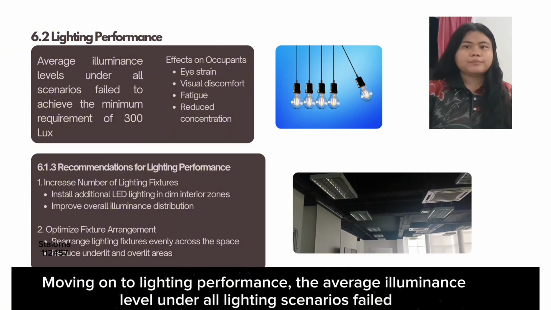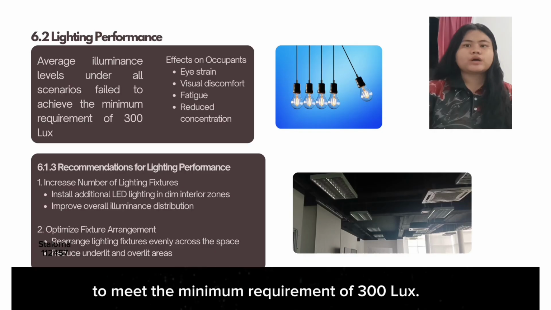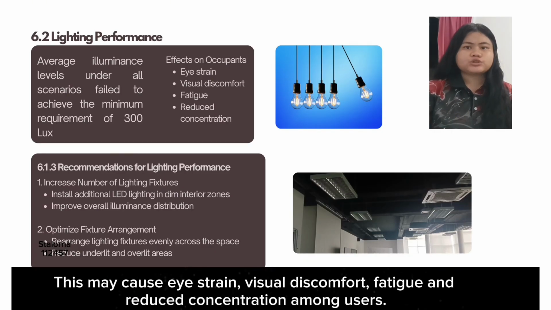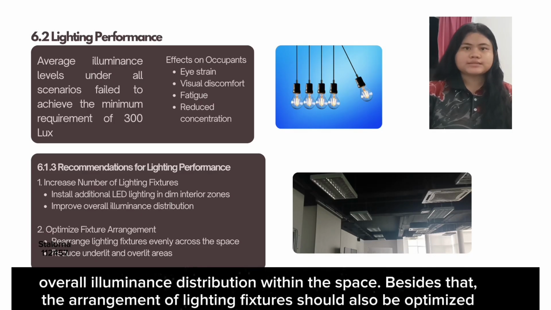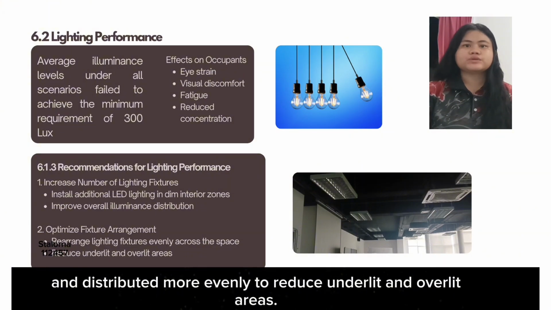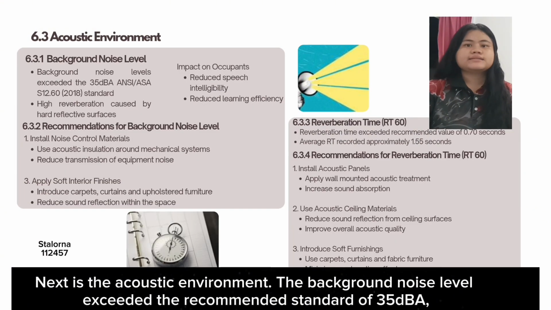Moving on to lighting performance, the average illuminance level under all lighting scenarios failed to meet the minimum requirement of 300 lux. This may cause eye strain, visual discomfort, fatigue, and reduced concentration among users. To solve this issue, we recommend increasing the number of LED lighting fixtures in dim areas to improve the overall luminance distribution within the space. Besides that, the arrangement of lighting fixtures should also be optimized and distributed more evenly to reduce unlit and overlit areas. Next is the acoustic environment.